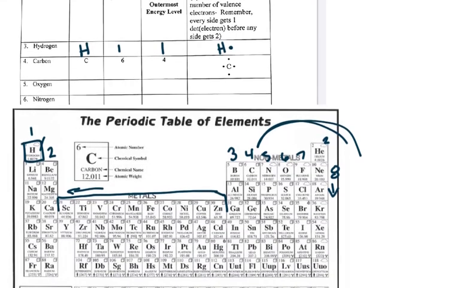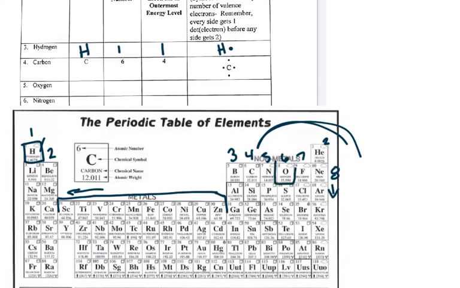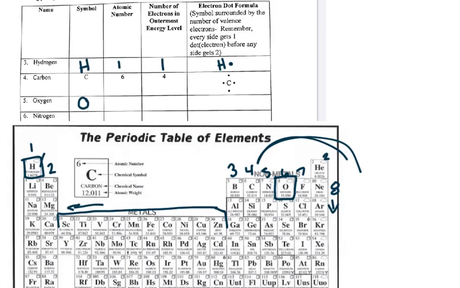Okay, so moving on and doing oxygen. Oxygen is right here. So oxygen is O. The atomic number is 8. Number of valence electrons is 6. And then I'm going to go ahead and draw my oxygen. Just as a reminder, when you're doing Lewis structures, there's sort of an invisible box that goes around your symbol, and every side of that box needs 1 electron before any side can get a second.